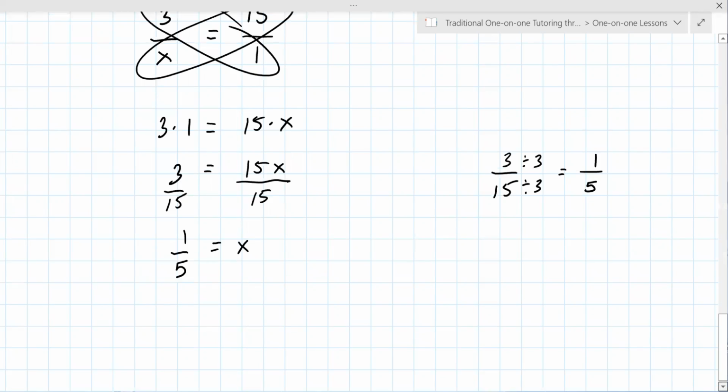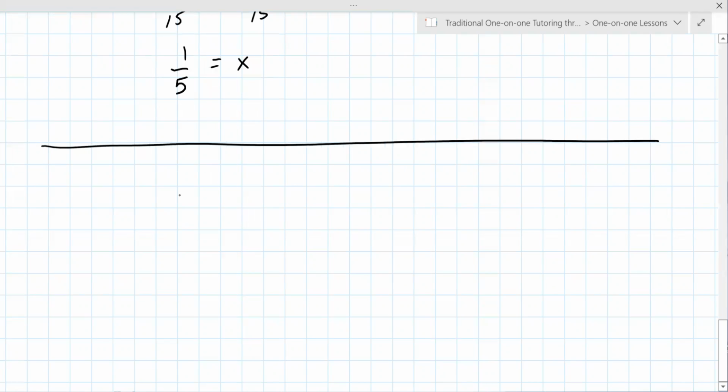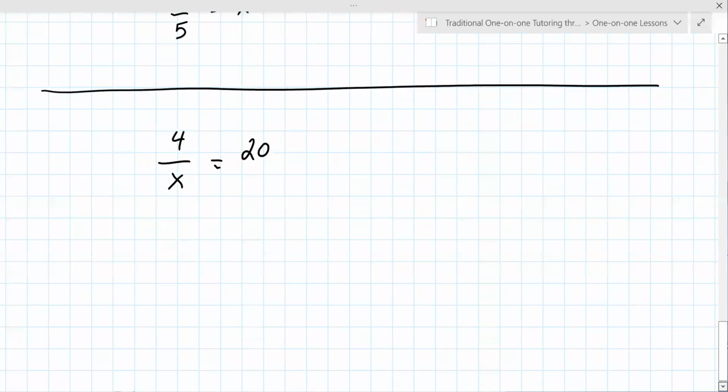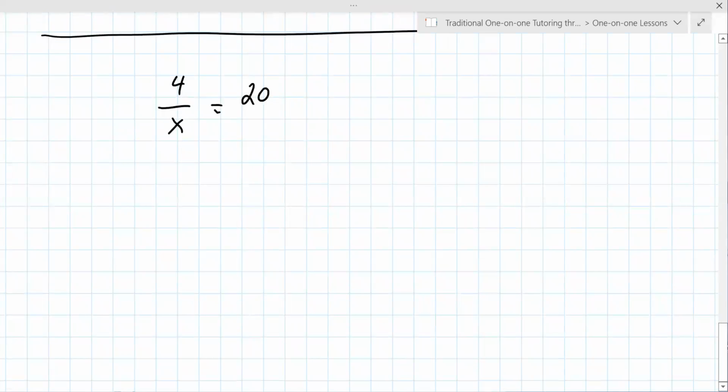Okay. Let's try another one. All right. 4 over x equals 20. I want you to try solving this one on your own. Okay, I got it. That's 5.